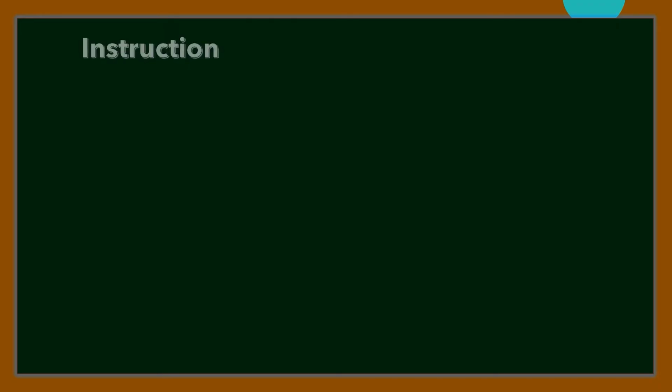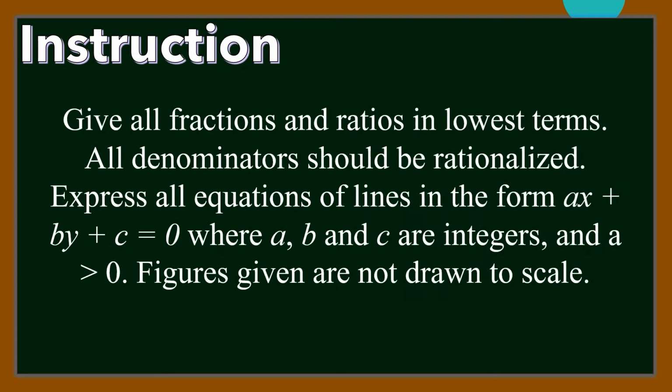Let us look at the instruction. Give all fractions and ratios in lowest terms. All denominators should be rationalized. Express all equations of lines in the form ax + by + c = 0, where a, b, and c are integers, and a is greater than 0. Figures given are not drawn to scale.